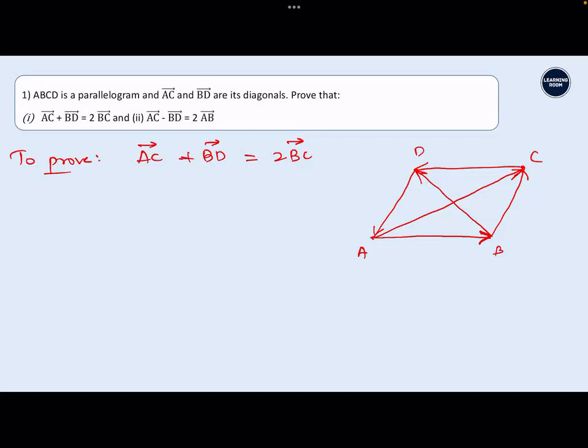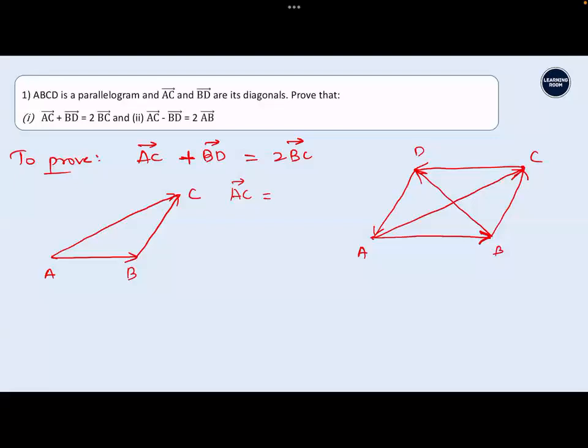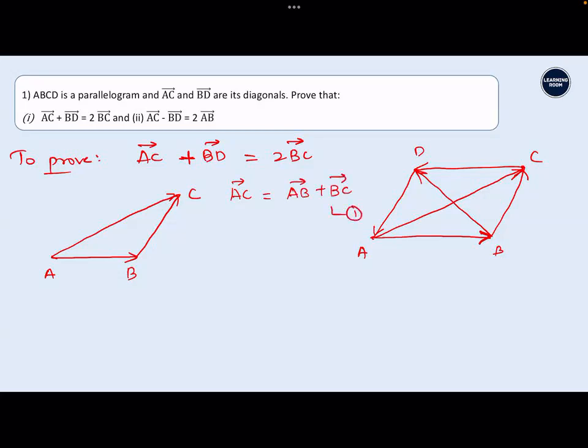Whenever you have sum of two vectors, what are we supposed to search for? Triangles. So search for the triangles in such a way that I have AB, BC and AC. So what can I write here? AC vector is equal to AB vector plus BC vector. Let me call this as equation number 1.